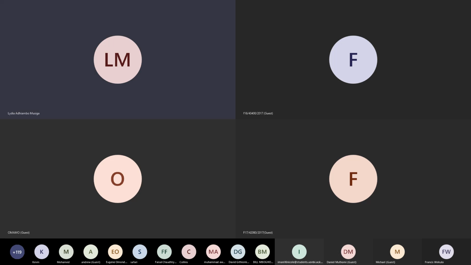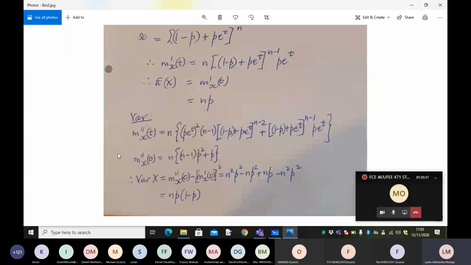Okay. So someone is asking about 1 minus p. 1 minus p will replace the position of a, and that's a good question. 1 minus p will replace the position of a, and pe raised to t will replace the position of b. And this is what we have here.